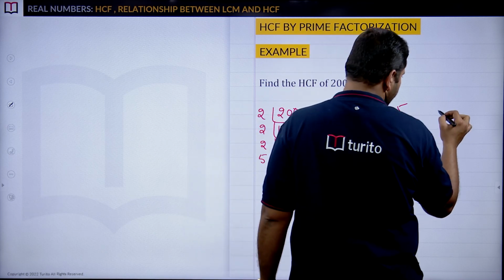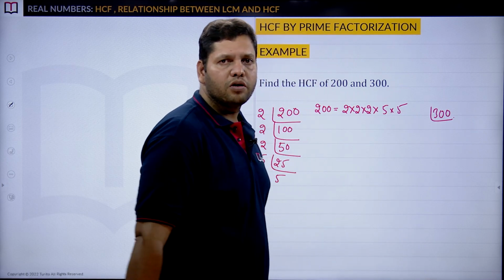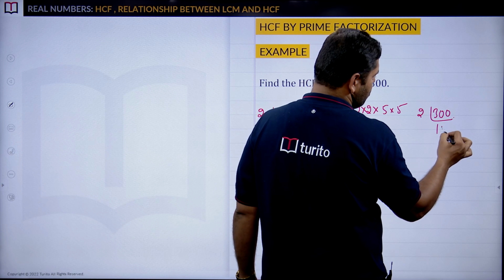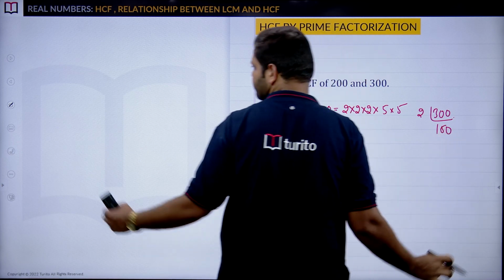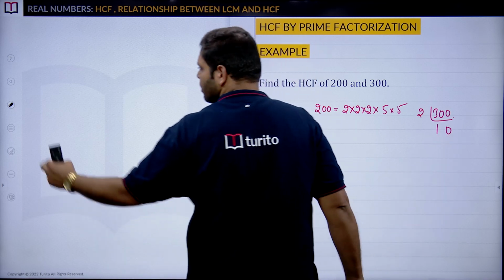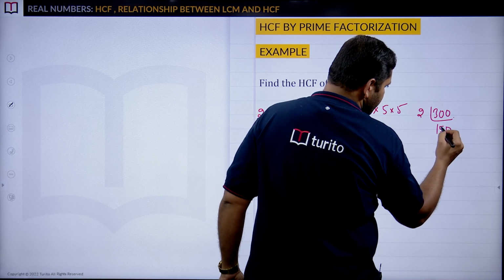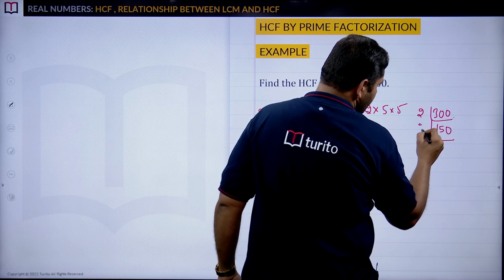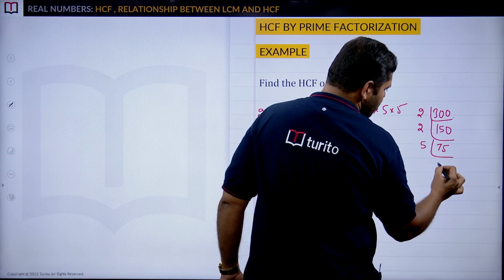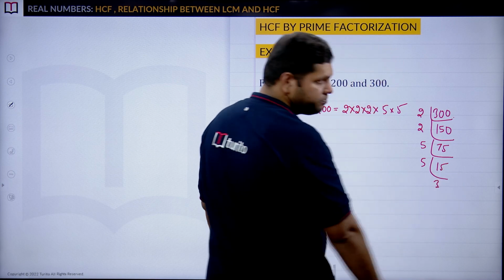Now children, I am doing the factorization for 300 also. Shall I go to the 2 table again? Yeah. So 2 how many times? 150 times. Isn't it, children? 2 150s is 300. So we can say this is 5. Next one, again 2 how many times, children? It is 75 times. Then I'll go to the 5 table. 5 how many times? 5 15s. Again this is 5 3s.